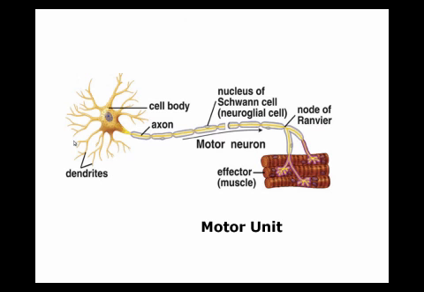So this will be a motor unit. We have the motor neuron, so its axon, and then there are some branches of the axon. So in this case, there would be 3 muscle fibers that are controlled by this single motor neuron.